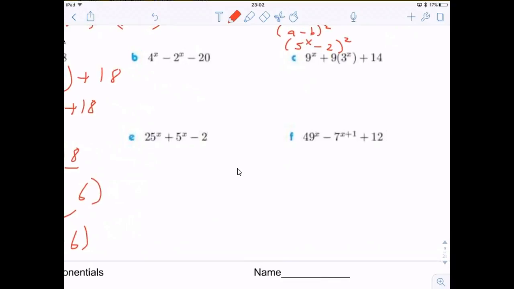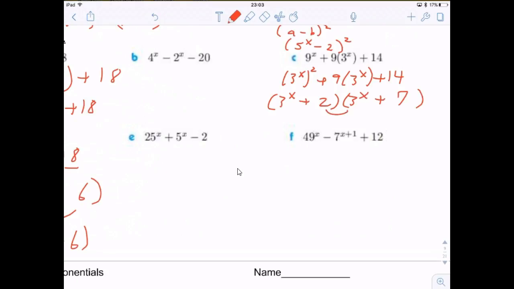Okay? Alright, let's go back to C. We have 9 to the x plus 9 times 3 to the x plus 14. We know that 9 to the x is actually 3 squared to the x, which is actually 3 to the x squared. 3 to the x squared plus 9 times 3 to the x plus 14. And then we can factor this. It would be 3 to the x, 3 to the x. And I think that 14, the only real factors are going to be 2 and 7. So we'll go ahead and put that. Let's see if that works out.